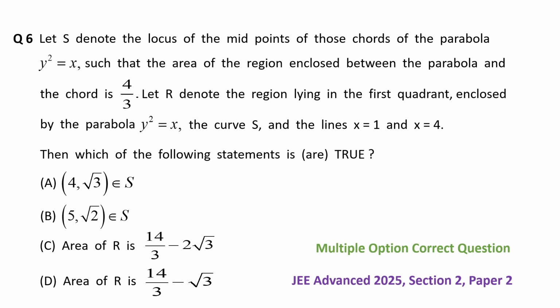The first option is 4 upon root 3 belongs to S. The second option is 5 comma root 2 belongs to S. The third option is area of R is 14 upon 3 minus 2 root 3. And the last option is area of R is 14 upon 3 minus root 3. Now students, let's solve this question.